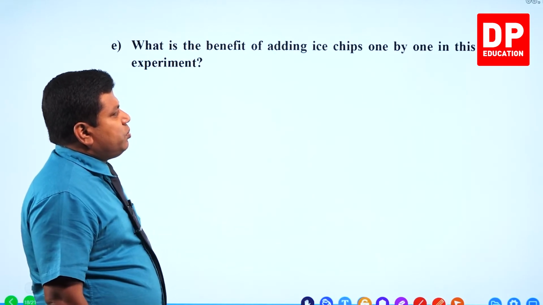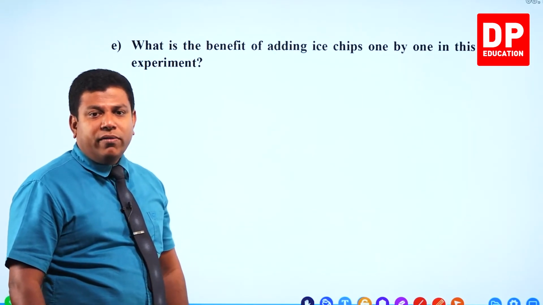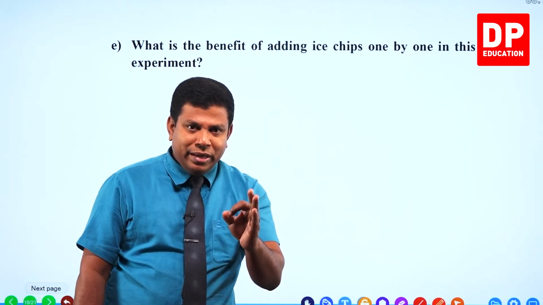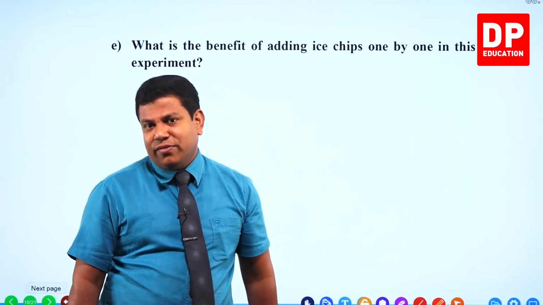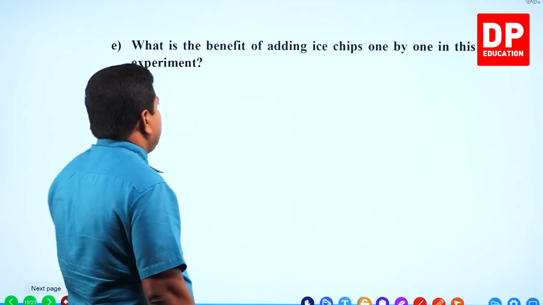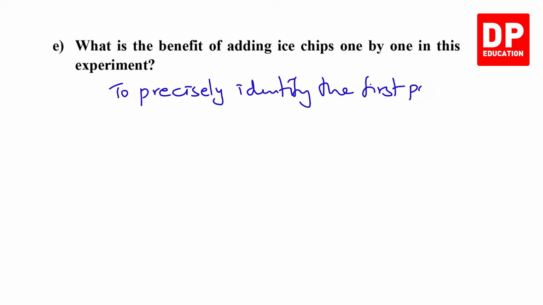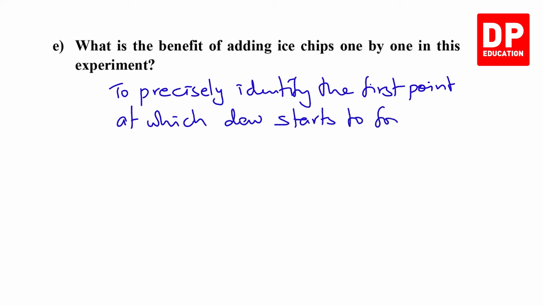What is the benefit of adding ice chips one by one in this experiment? Why are we adding one by one? To ensure the dew point or the point at which dew starts to form can be easily identified. Otherwise, you can't precisely identify the first point at which dew starts to form. The first point, the first temperature, or the highest temperature.